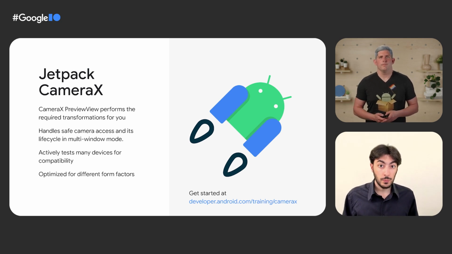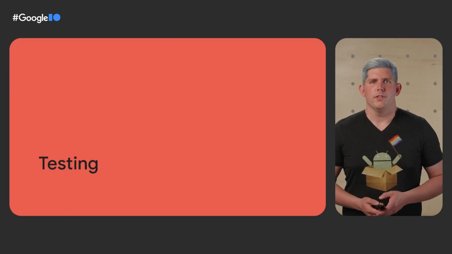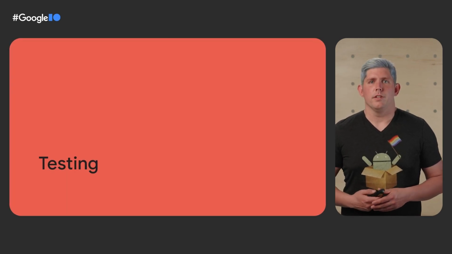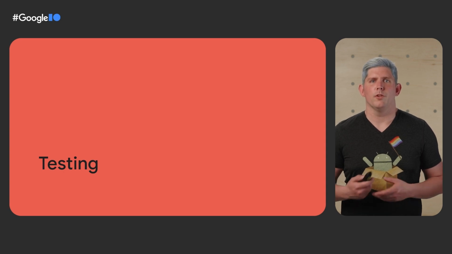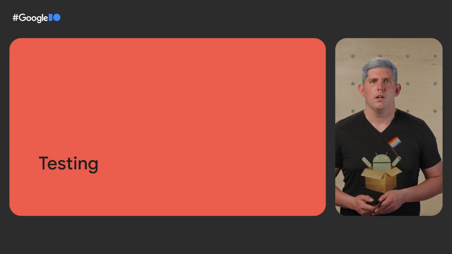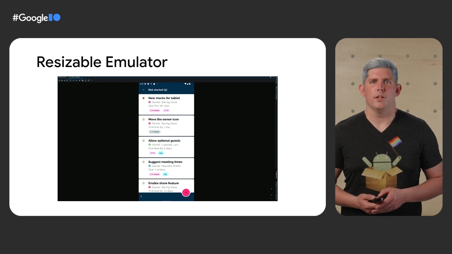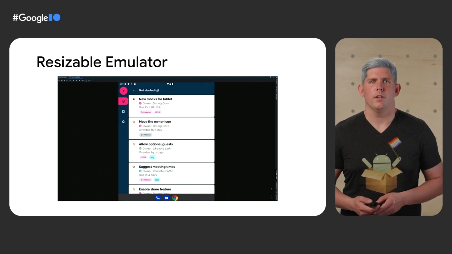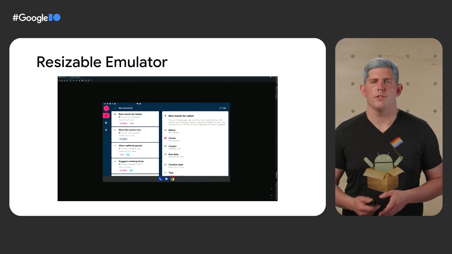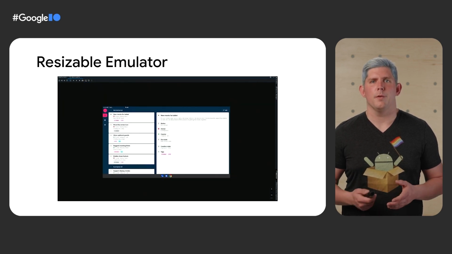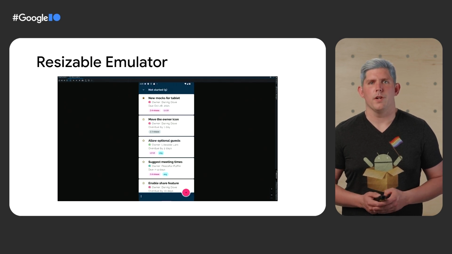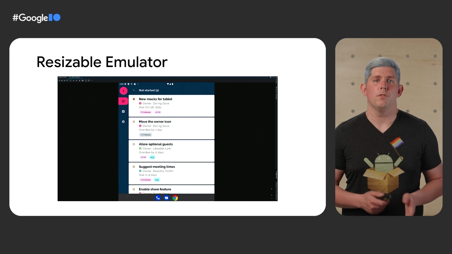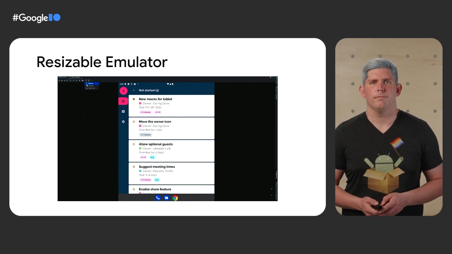Thanks again, Francesco. Creating great experiences for these larger screen devices is awesome, but let's talk about some resources available for you to iterate and verify the great work that you're doing. We have created a new resizable emulator coming soon to Android Studio that lets you quickly toggle between four reference device sizes: a phone, a foldable device, a tablet, and a desktop. Also, when using the foldable reference device, you can also toggle between folded and unfolded states.